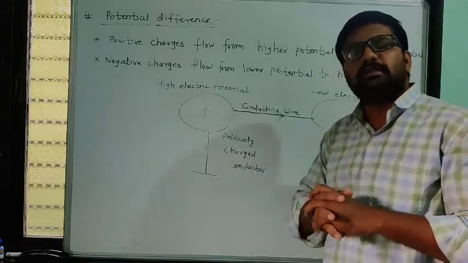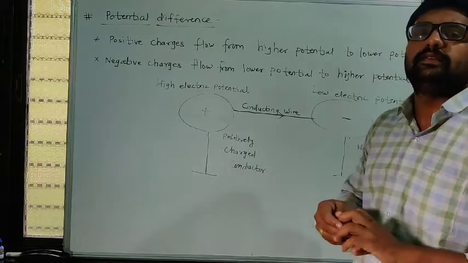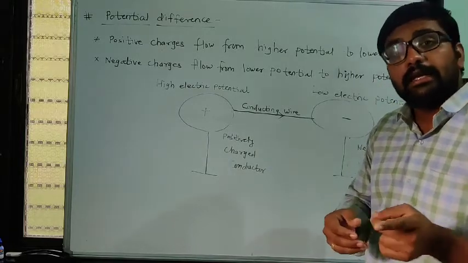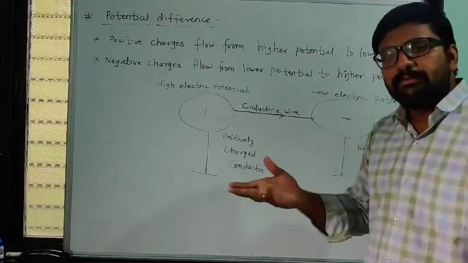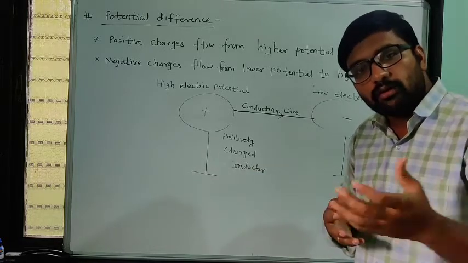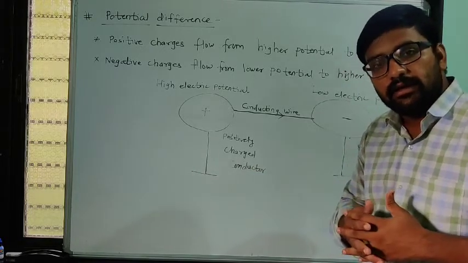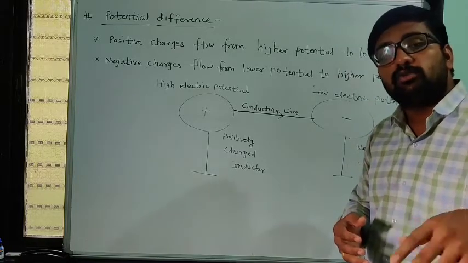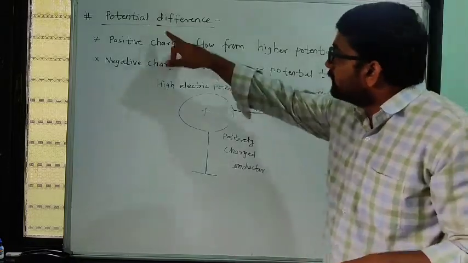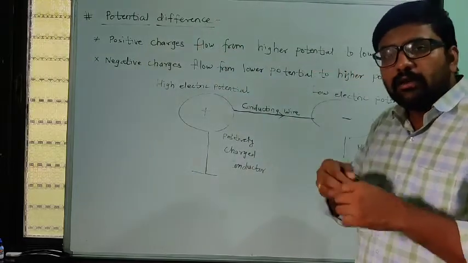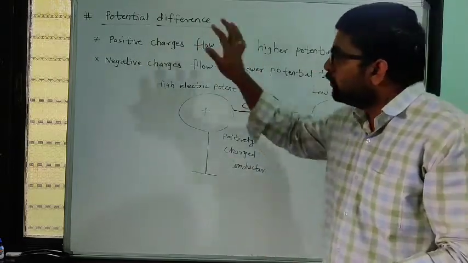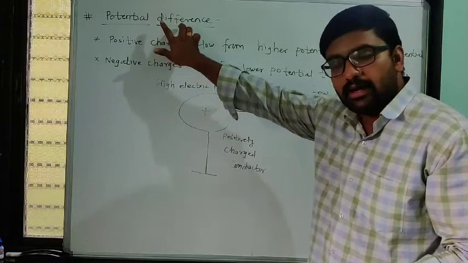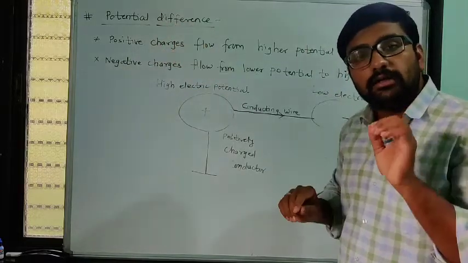charges. Okay, so in this way potential difference is an important concept in the case of electricity. Simply, electricity is what? Motion of negatively charged electrons. But this motion of negatively charged electrons is possible only when there is some potential difference. For the motion of charges, potential difference is required. That is one important thing.